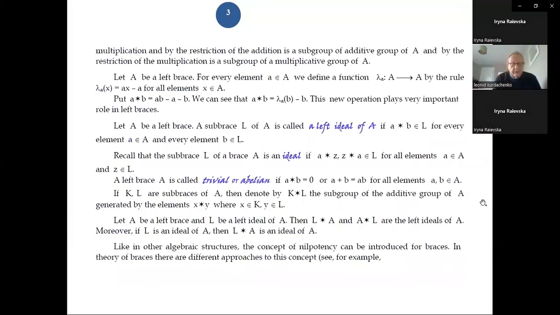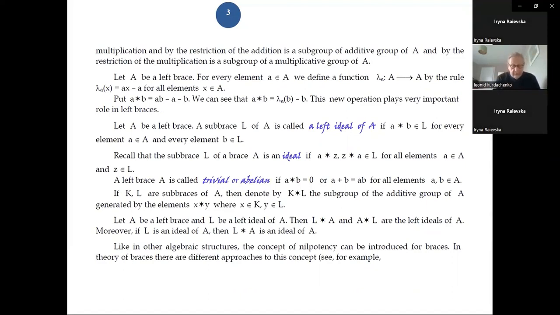Let A be a left brace. For every element a of A, we define the function lambda_a of A by the following rule: lambda_a(x) = ax − a for all elements x. And we define a new operation: put a * b = ab − a − b. We can see that a * b is lambda_a(b) − b. And this new operation plays a very important role in braces.